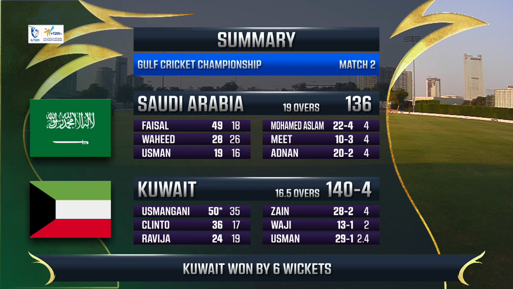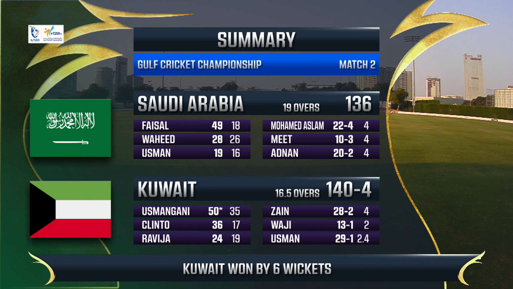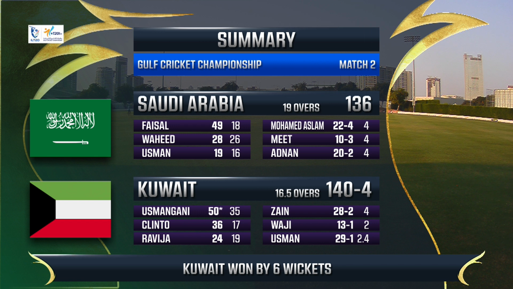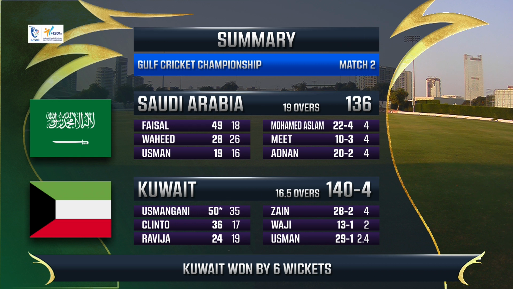Kuwait to start this tournament, and let's see how the match transpired, winning the toss and inviting Saudi Arabia to post a total. They started off really well thanks to Faisal getting a quick 49 in just 18 balls and Wahid also chipping in with 28. But once these two were back in the hut, no other batter came in and contributed with the bat. They just managed 136 before they were bundled out in 19 overs.